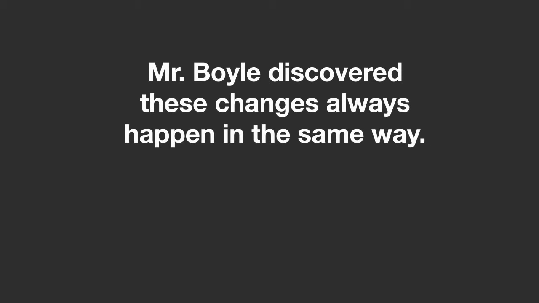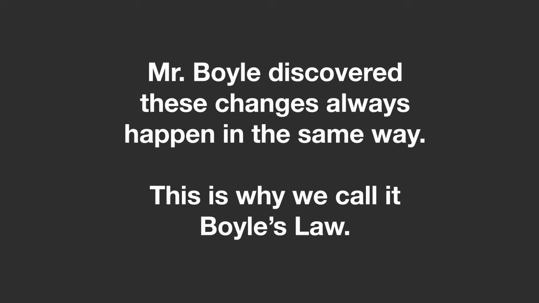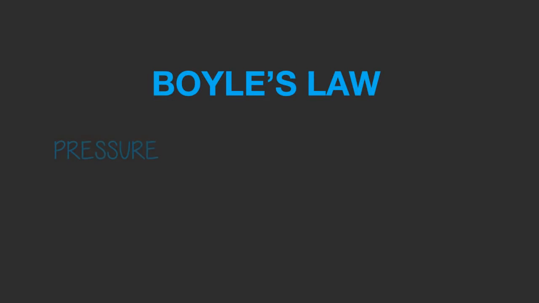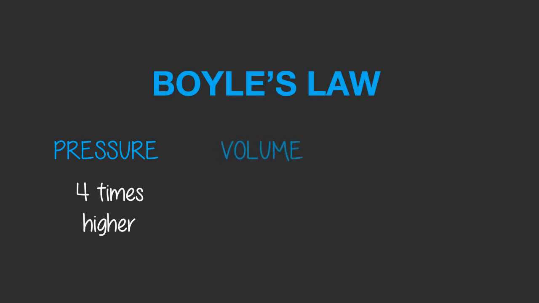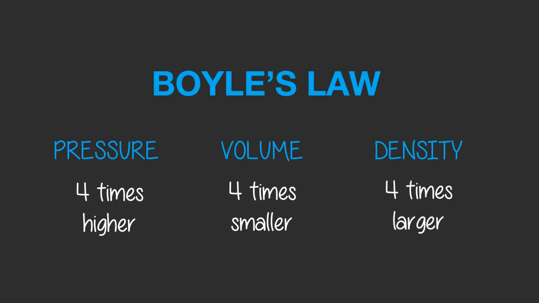Mr. Boyle discovered that these changes always happen in the same way. And this is why we call it Boyle's law. He found out that if you make the pressure 4 times higher, for example, the volume becomes 4 times smaller. And if the volume becomes 4 times smaller, the density becomes 4 times larger.